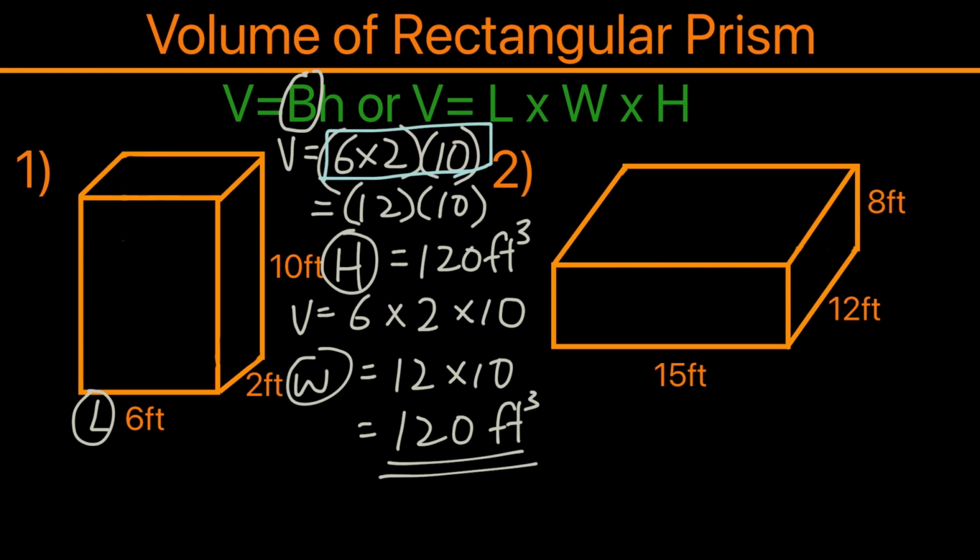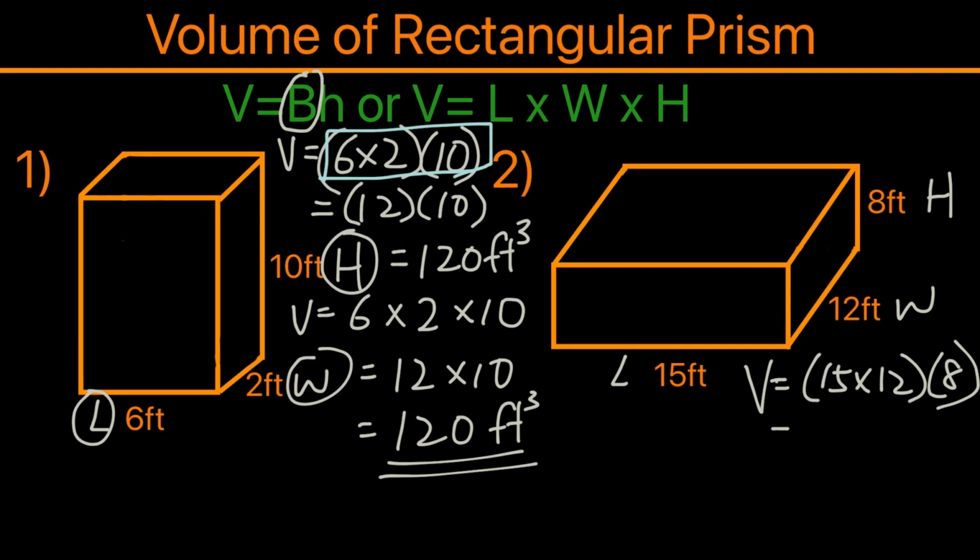Now let's move on to the second example. For this, we have a length of 15, width of 12, and a height of 8. Using the first formula, length times width is 15 times 12. Then we want to multiply that by 8. So 15 times 12 times 8.